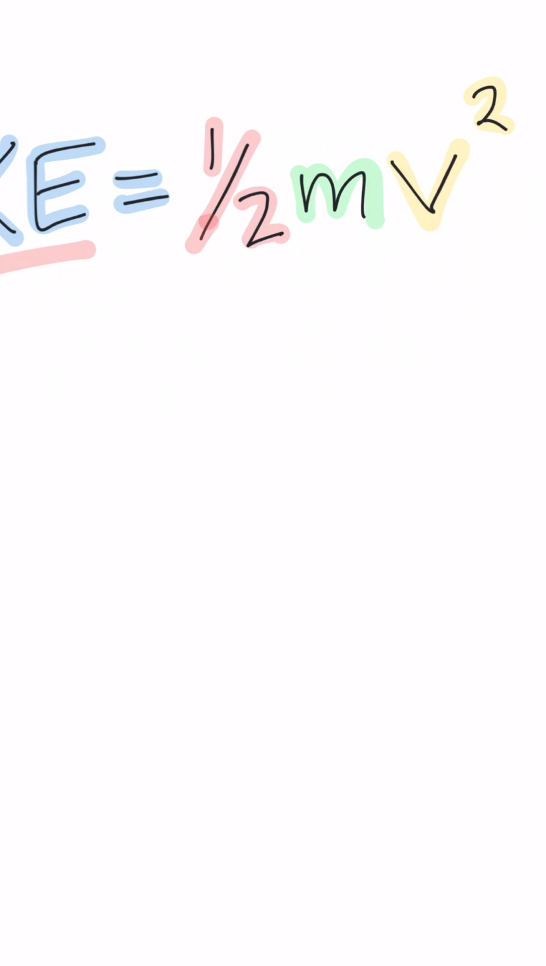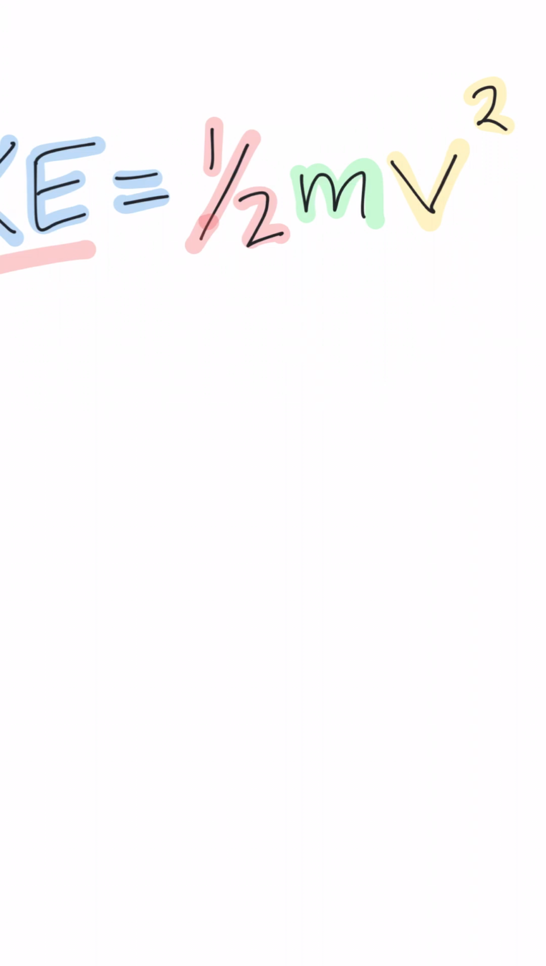For the second type of problem, you're going to be solving for mass. You'll be given kinetic energy and velocity, and you'll have to isolate the mass. To get it by itself, you're going to end up dividing both sides by 1/2 times v squared. The third type of problem is solving for velocity.